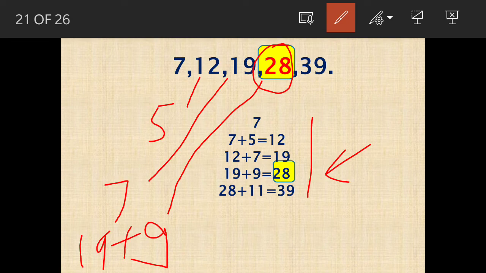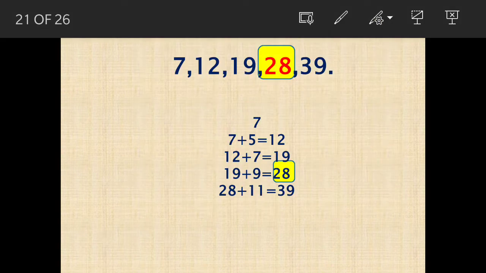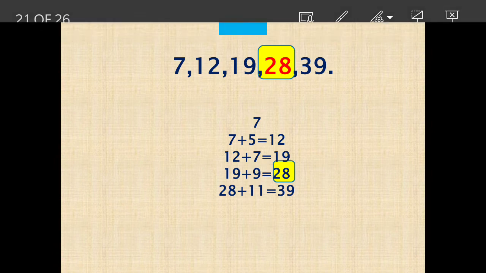And then you can cross check this answer 28, you add 11, you get 39, which is our given term. So that means our analogy is correct and we are homed down to the correct answer. So I'll remove the markings so that you can see the answer yourself and understand it better. Now we go to the next question.